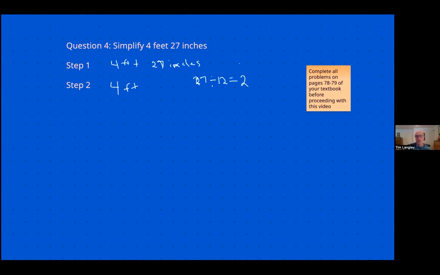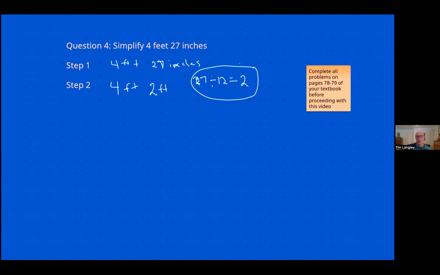So 12 goes into it two times. So there's 2 feet here. Okay. And then it goes into 24 two times. Well, what's the difference between 24 and 27 inches? It's 3 inches. There's three left over, basically. When you do this on your calculator, you're going to see 0.3 or something like that. So there's 3 inches left.